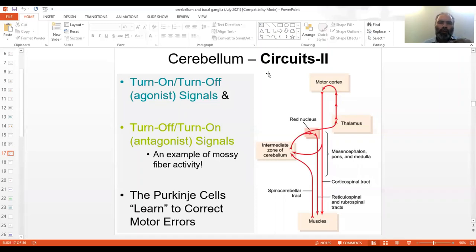The second explanation of these circuits is really an application of what we have just discussed in terms of the cerebellar circuit. That discussion links into this particular slide, because of the turn on and turn off of agonists and turn off and turn on of the antagonists. It's a tongue twister. Not really. If you want to flex the bicep, the agonist needs to be switched on and the antagonist needs to be switched off. And at the end of the movement, when you want to go back to the original situation, you switch off the agonist and switch on the antagonist, right?